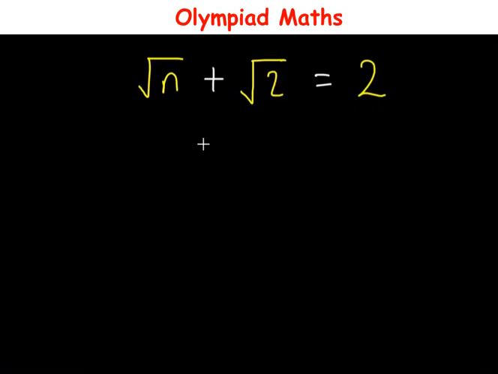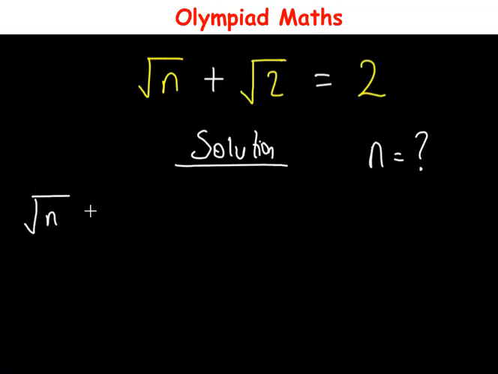Hello everyone, in this video let us solve this question. So we have root n plus root 2 is equal to 2, and here we have to solve for the value of n. So n is the unknown we have to solve for. To solve this, solution, we have root n plus root 2 is equal to 2.